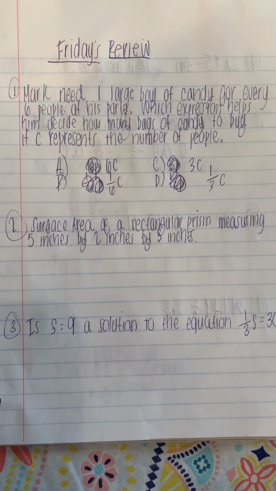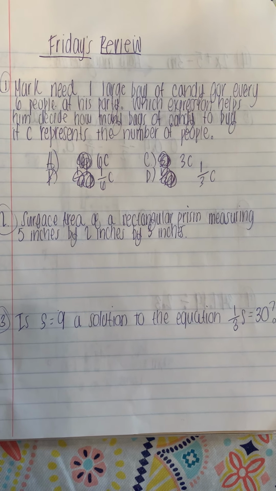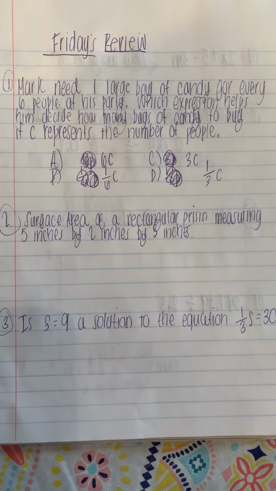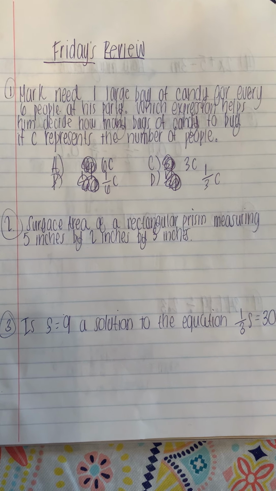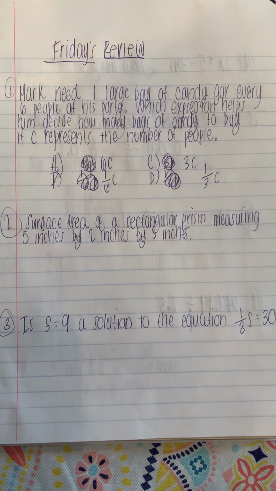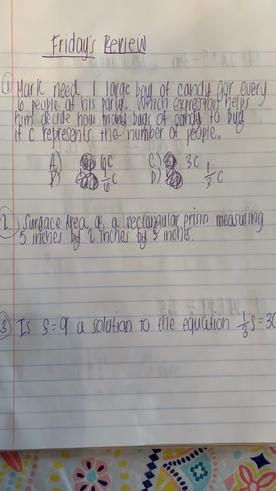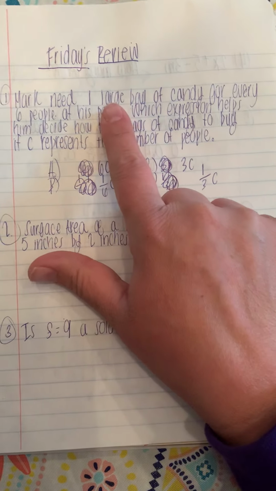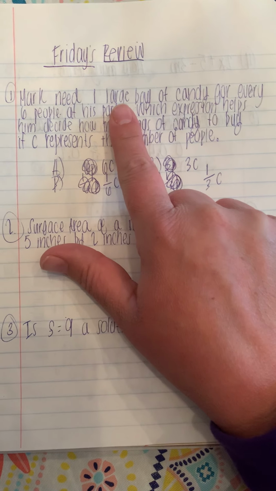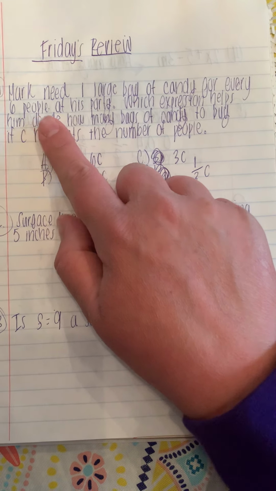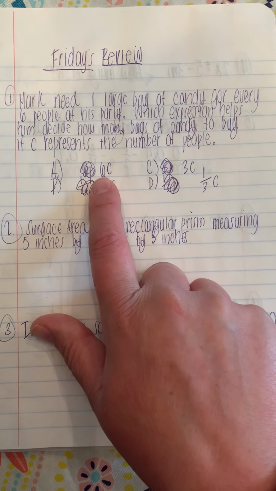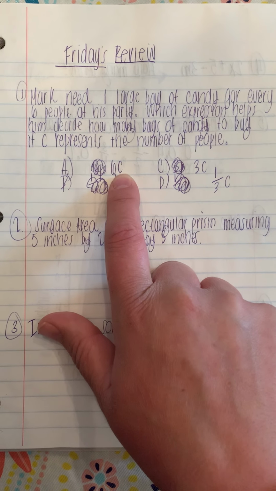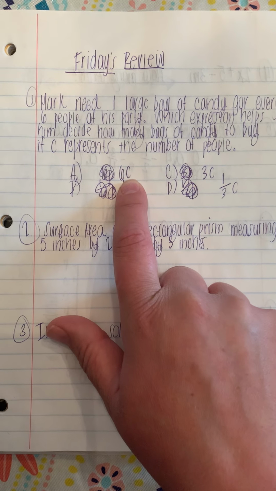Number 1, Mark needs 1 large bag of candy for every 6 people at his party. Which expression helps him decide how many bags of candy to buy if C represents the number of people? So to summarize this, 1 large bag of candy is going to feed 6 people. So if you think about this, are you going to take 6 times the number of people that are there? Is that going to tell you how many bags you need?